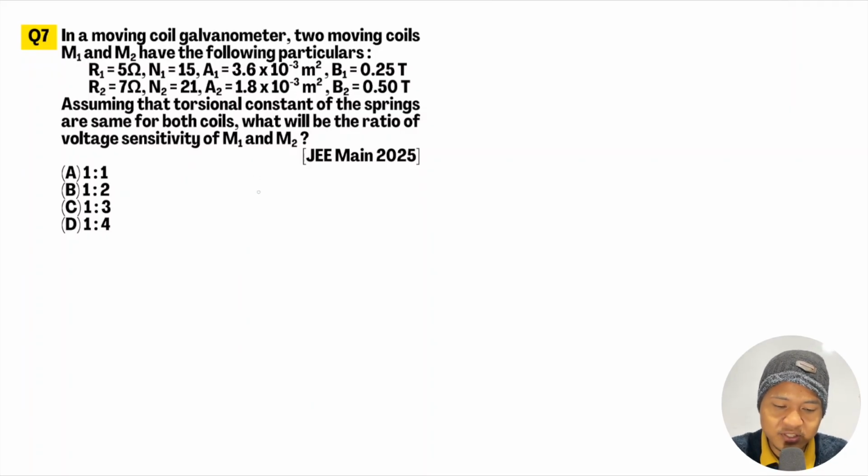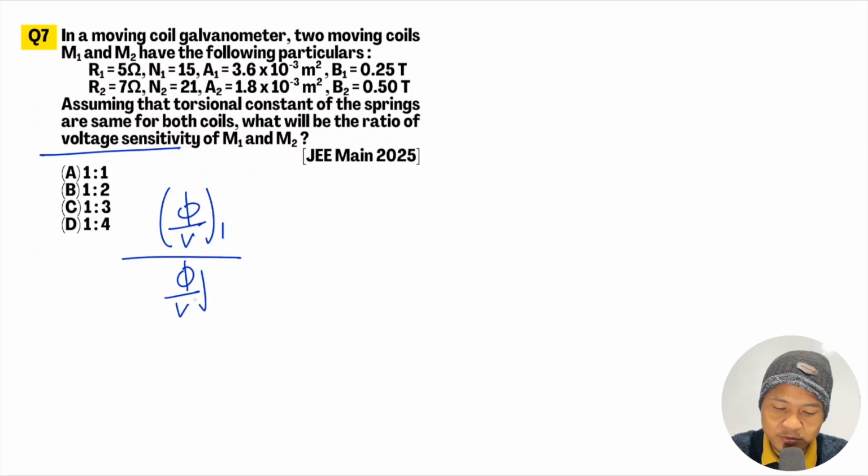So here you are given that a moving coil galvanometer, two moving coils M1 and M2 have the following particulars. Assuming the torsional constants of the springs are the same, what will be the ratio of voltage sensitivity? Voltage sensitivity of 1 divided by voltage sensitivity of 2.